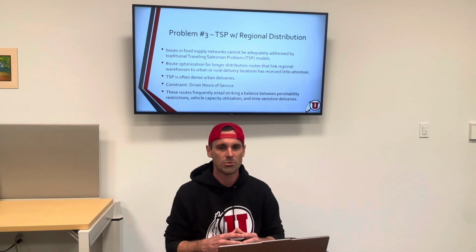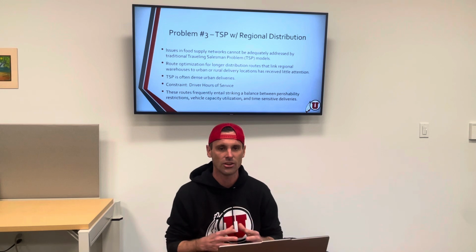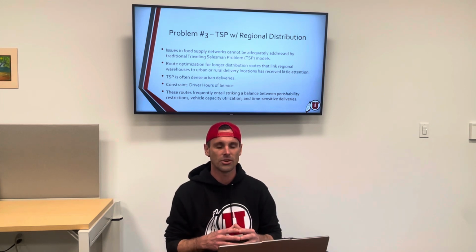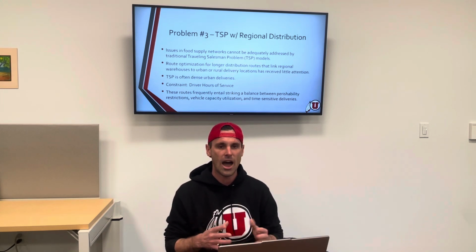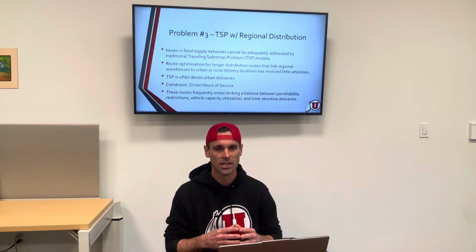For the 4th chapter or 3rd problem set, we're going to focus on the traveling salesman with regards to regional distribution routes. So the issues in food supply chain are not adequately expressed by the traveling salesman model, and route optimization for longer distribution routes has received little attention, and it's more focused on dense urban delivery. So to give you an example of a constraint that we'll use is hours of service for the drivers.